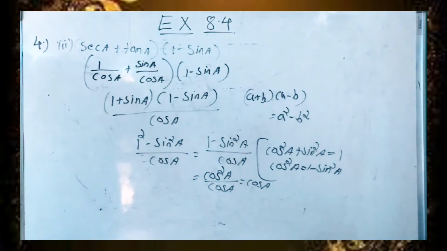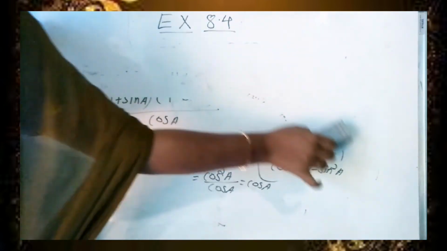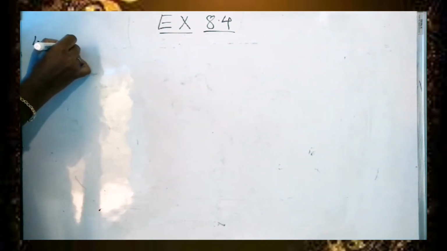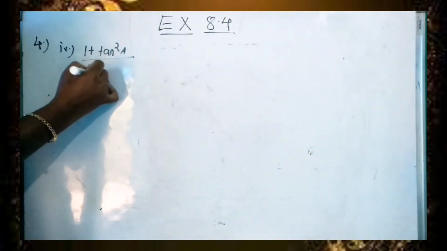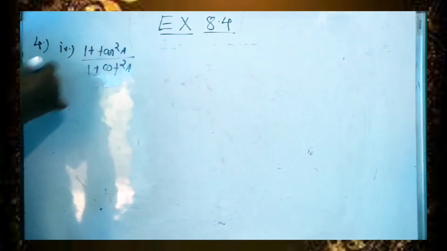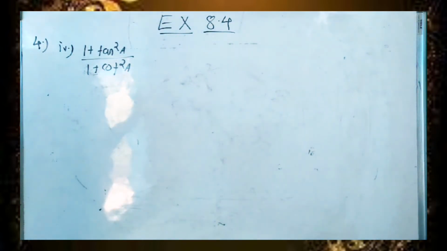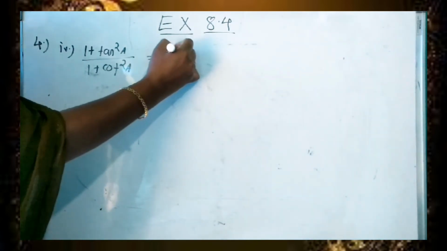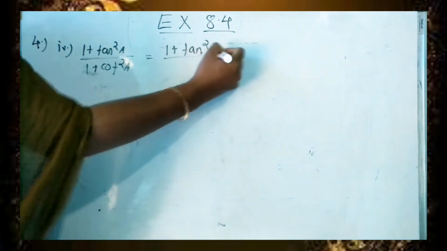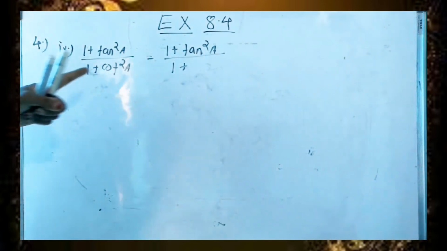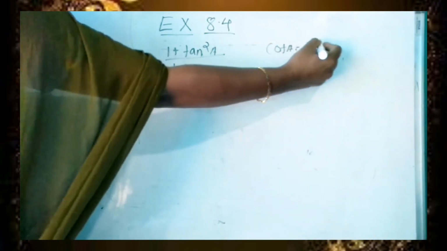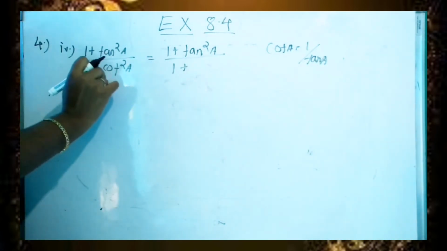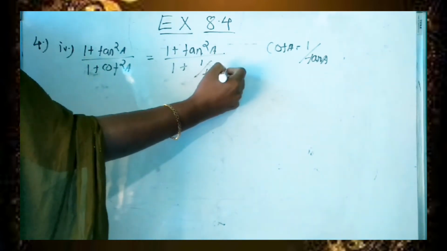Fourth sub question. 1 plus tan square A divided by 1 plus cot square A. That is 1 plus tan square A divided by 1 plus, we know that cot A is 1 by tan A. So the cot square A, we can write as 1 by tan square A.